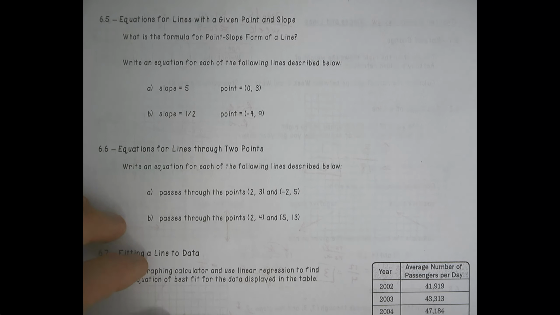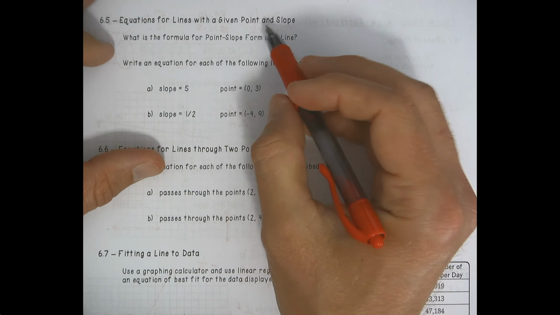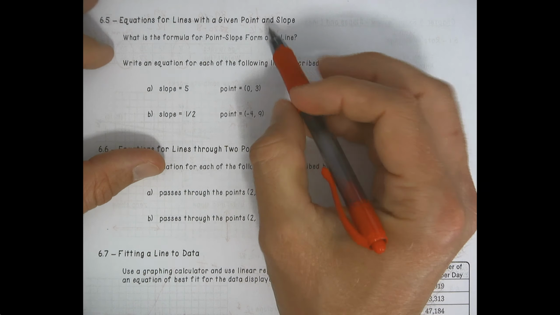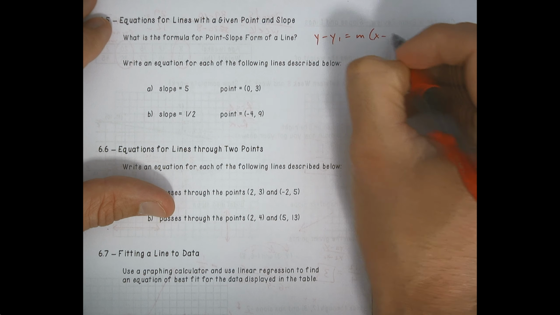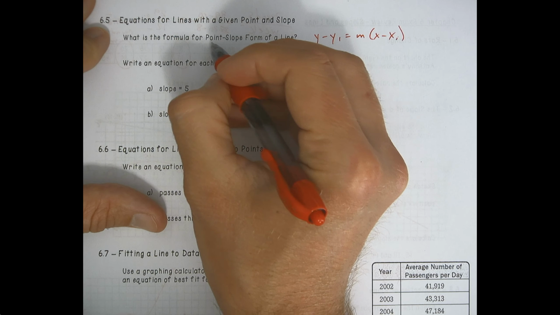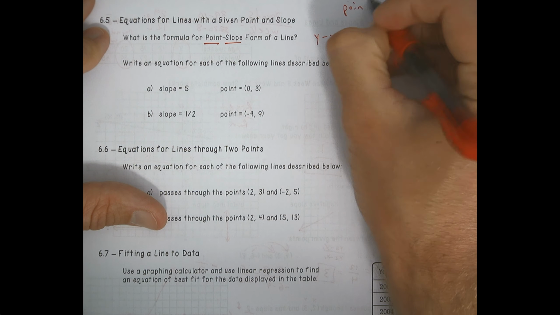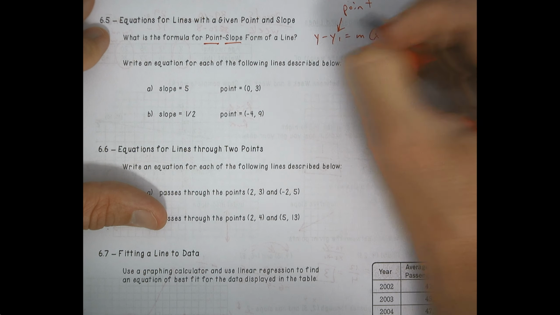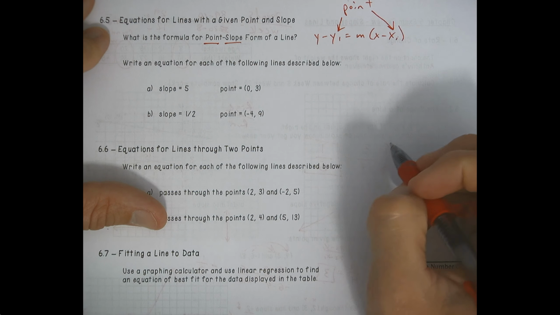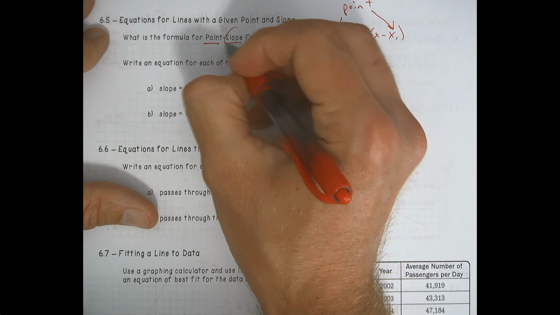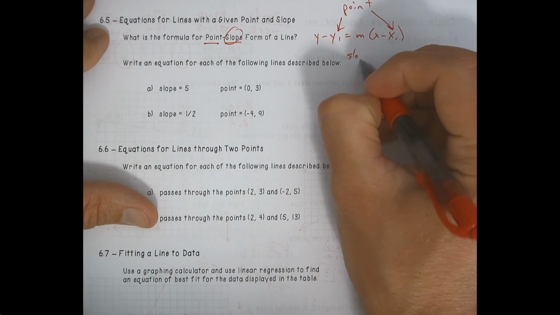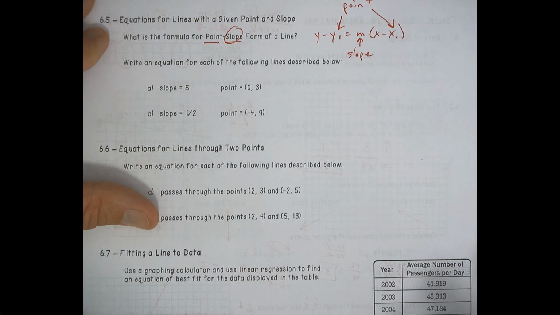Moving on to 6.5. So now we're looking at point slope form. So this is y minus y1 equals m(x minus x1). Again, the name means it gives me a point and a slope. So my point comes from this, and my slope, of course, is m.